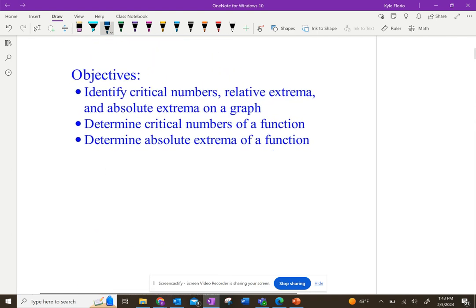So we're going to start off with determining what is extrema and what's the difference between relative extrema versus absolute extrema, which is somewhat of a review from pre-calc. And then I'm going to define what a critical number is, because that's going to allow us to find out how to find absolute extrema for a function without just looking at a graph.